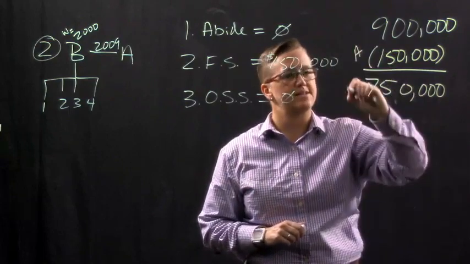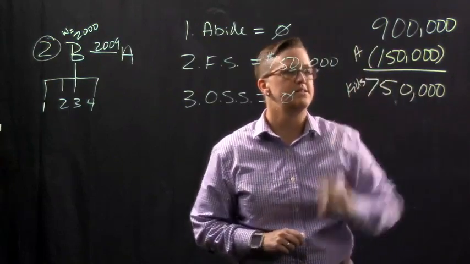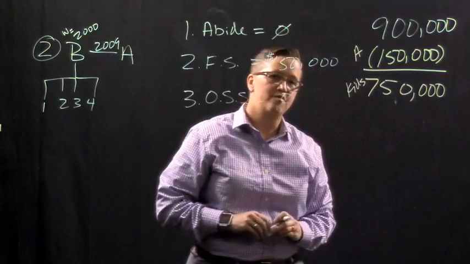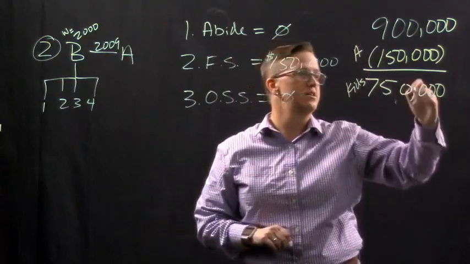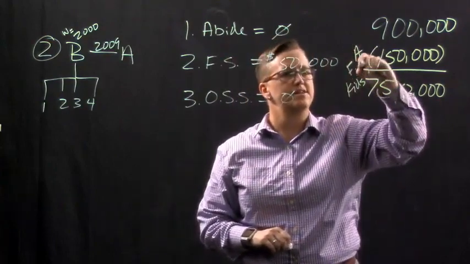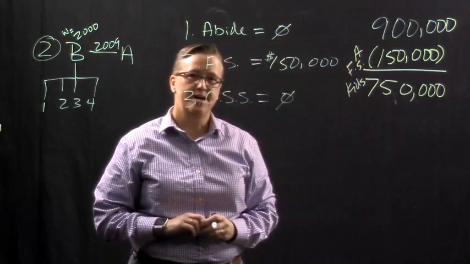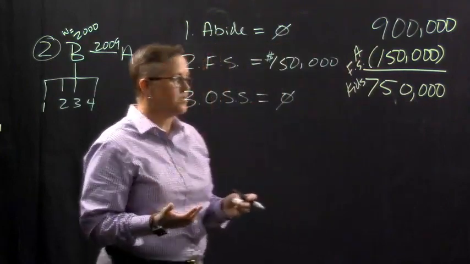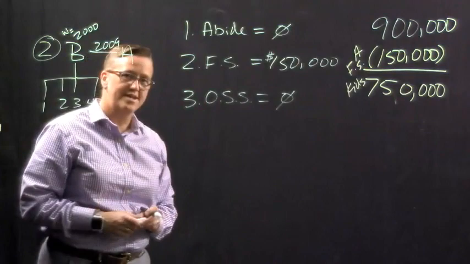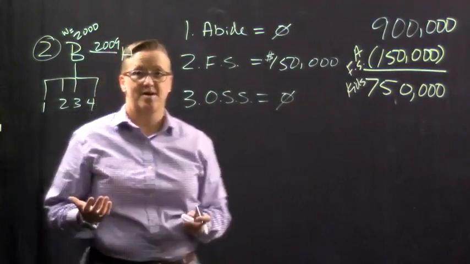So this is Allison and this is the kids. Allison can force that amount of money out as her forced share. Okay? So that is problem number 2 ultimately, and that's how you would answer it. Now let's go on to problem number 3.